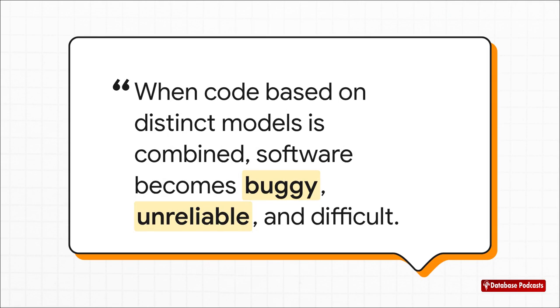Well, the core of the problem lies in how we think about software. When a system gets big, it's not really one system anymore. It's actually a bunch of different models of reality all forced into one box. And when those distinct models get all mixed up, communication gets confused and the software becomes, well, unreliable and buggy.